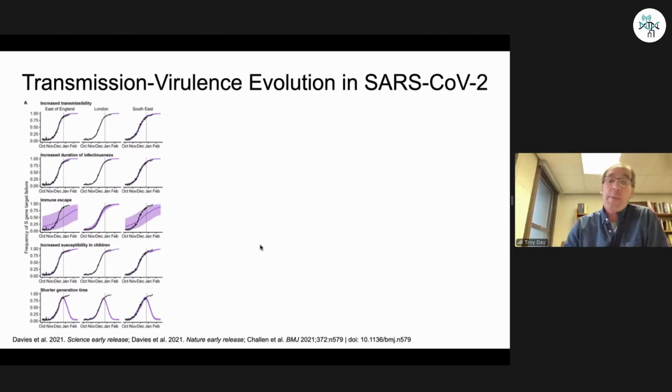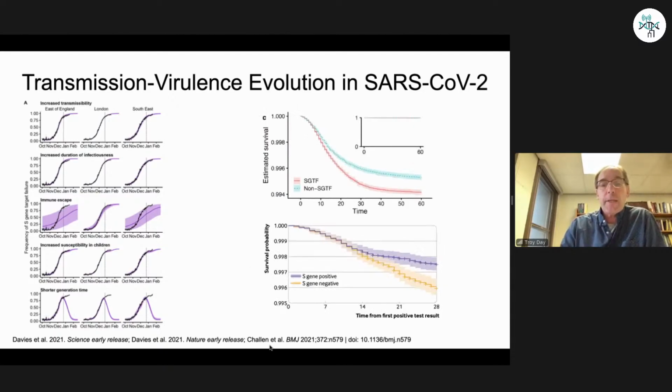In a separate paper, Davies et al., and then there's another paper by Challen et al. in the British Medical Journal, looked at the virulence consequences of this variant. And it's just a couple of snapshots from those two papers. These are survival curves. The top curve is for the wild type, if you like, and the bottom curve is for this B117 variant. Same ordering in both of these plots. And you can see that there is a significant change in the virulence, the mortality that's experienced by individuals that are infected with these different variants.